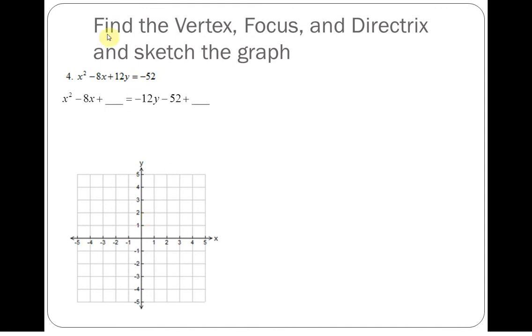So what I mean by that is you're going to keep the x squared and the 8x over here. You're going to move the 12y over with the -52 because we don't want to talk about those right now. Then we're going to complete the square.